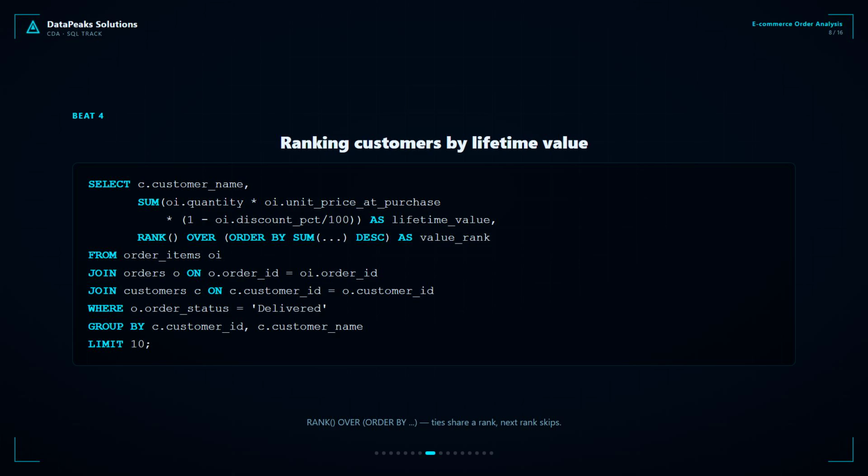If two customers have the same revenue, they share the same rank. Exactly how real business leaderboards work. This technique helps companies identify VIP customers, reward loyalty, and focus on the people who generate the most revenue.